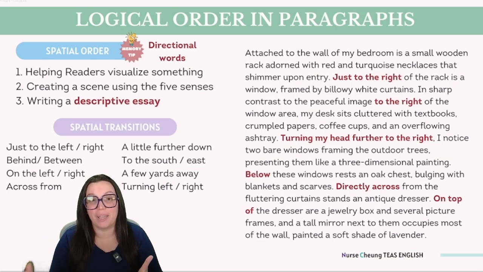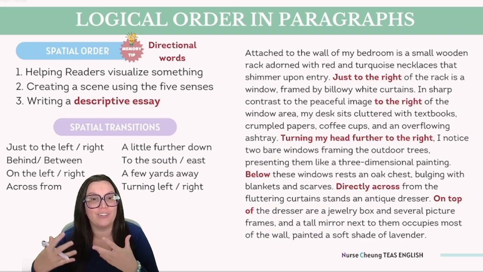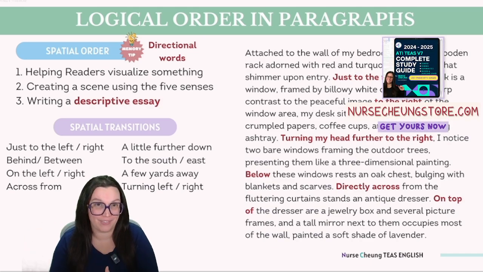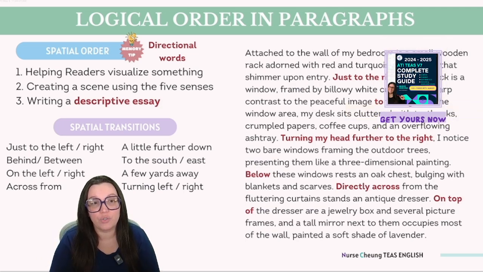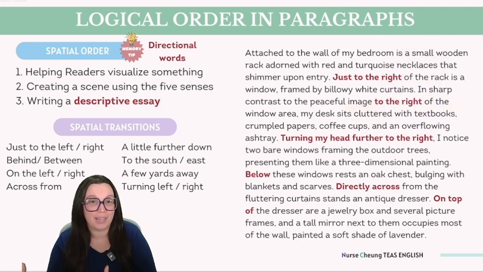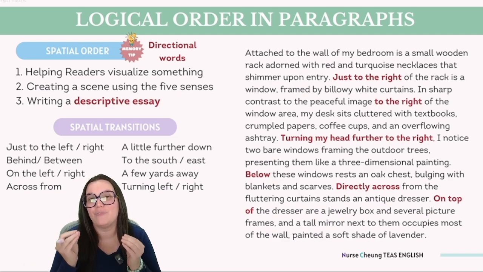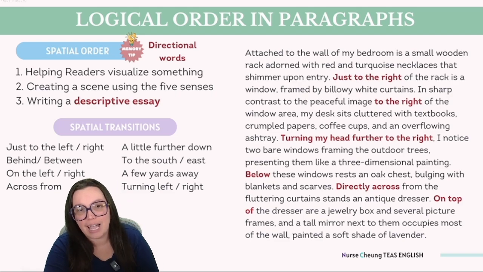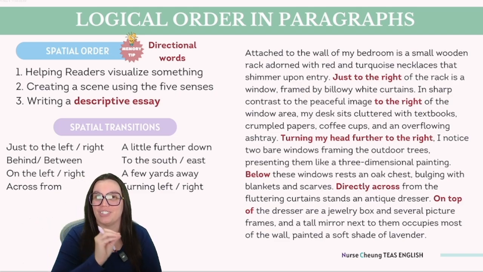And last up, we have spatial order, and this is used to structure paragraphs with specific goals such as helping readers visualize a scene, engaging the senses like smell, sound, taste, touch, and sight. You're going to see this a lot with descriptive essays. The big memory trick here is that you will be using directional transition words. For instance, when we're describing items in a bedroom, we use spatial order. Essentially, you create a visual representation for the reader by choosing a starting point and then guiding them through the space as your description unfolds.